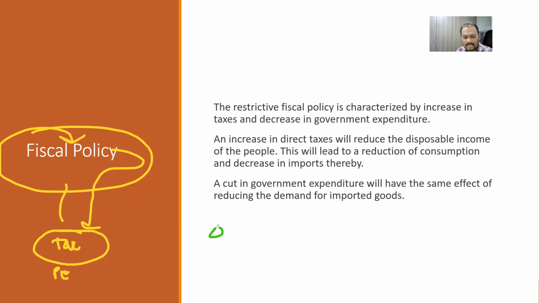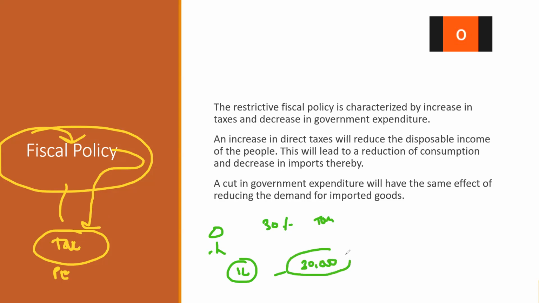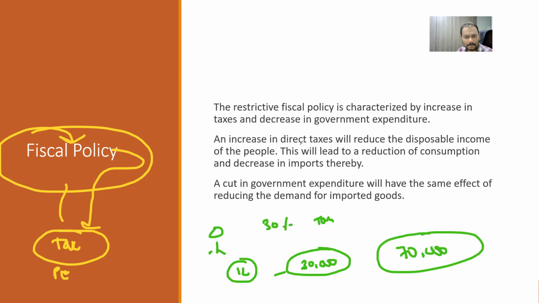Suppose a person is earning an income of, let's say, 1 lakh. What is the income earned by the person? 1 lakh. 30% is the rate of taxes. Tell me how much he has to pay. 30,000. How much tax does he have to pay? 30,000. So how much money does he have to spend? 70,000. Are you all with me, my dear students? All of you are clear with this example?